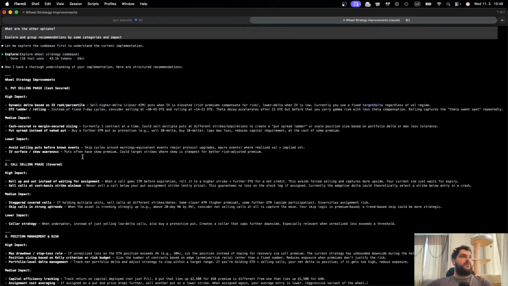Let's just read through the rest of those. Put spread instead of naked put. Buy a further out of the money put as protection. Sell 30 delta, buy 10 delta. Caps max loss. Reduces capital requirement at the cost of some premium. Oh yeah, this is what I like, actually.